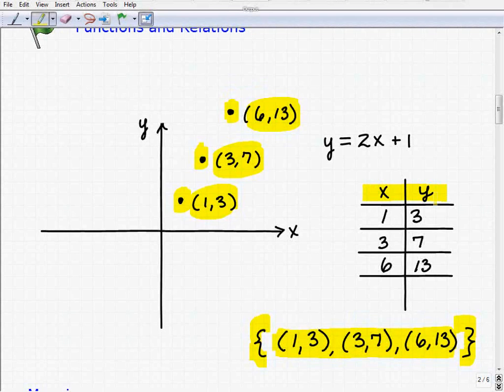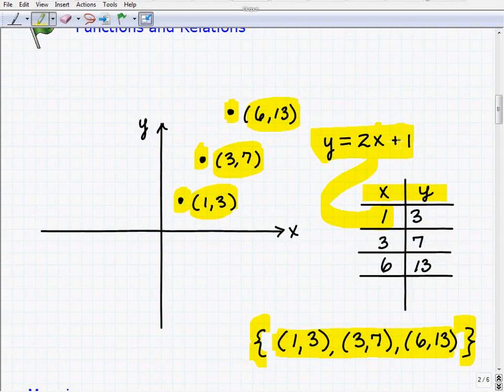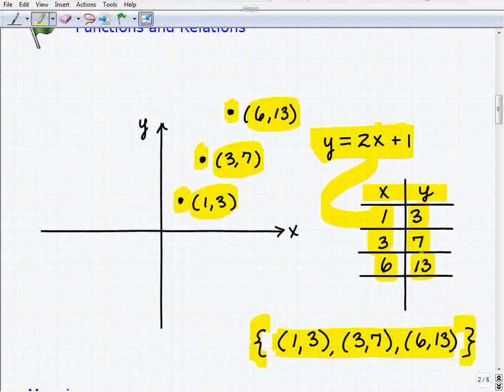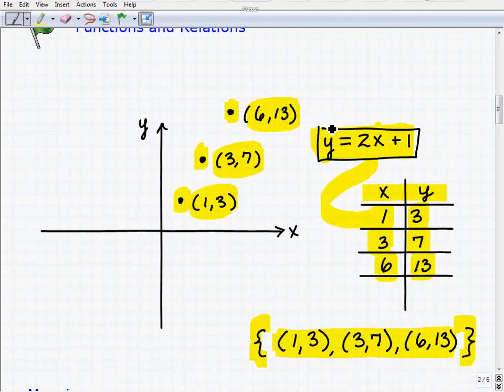Here we have an XY table of values. Here you can see if I plugged in 1, for example, into this equation of a line, I would get 3. If I plugged in 3, I would get 7. I plugged in 6, I would get 13, and so forth. Now, some of you might have already picked up that all these particular relations are equal. We're talking about the same points, and this particular equation has these points on it. This line falls through these points.